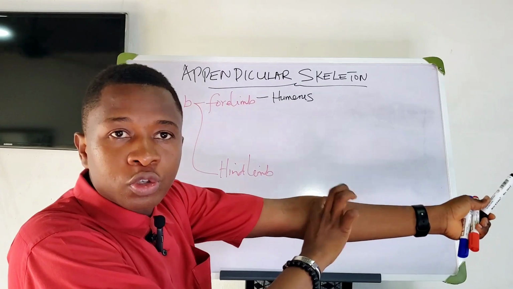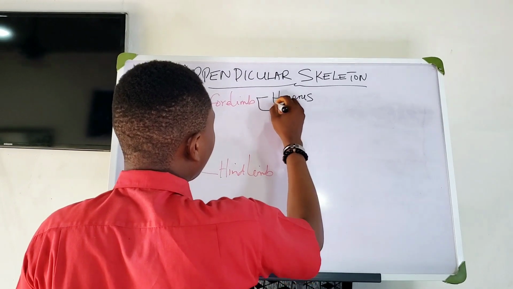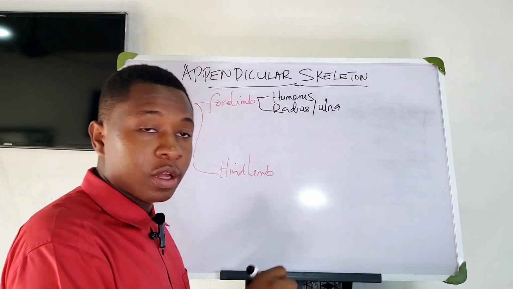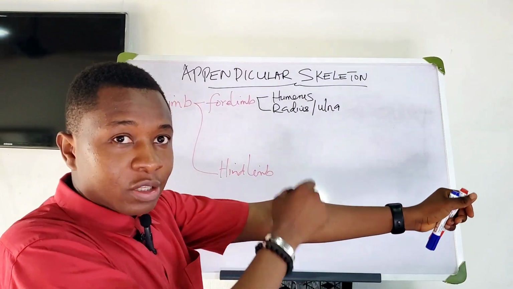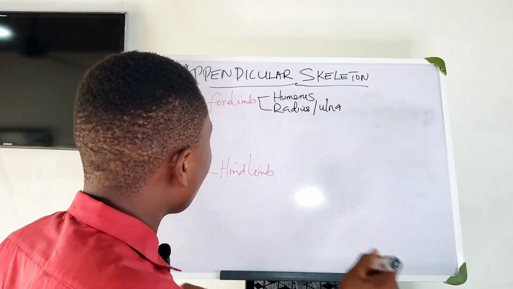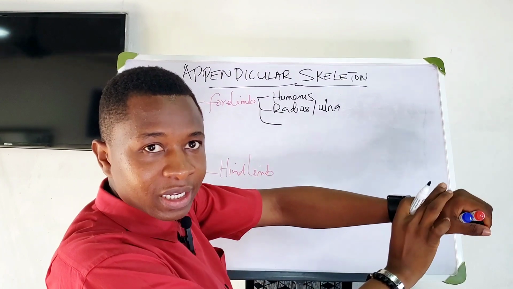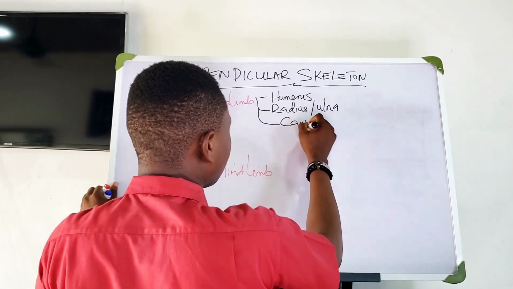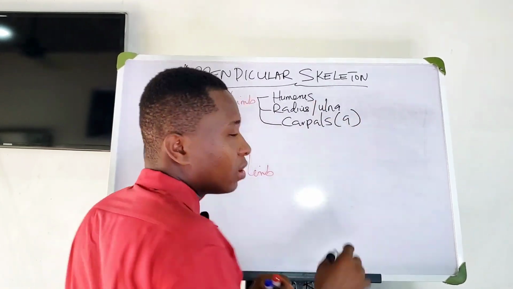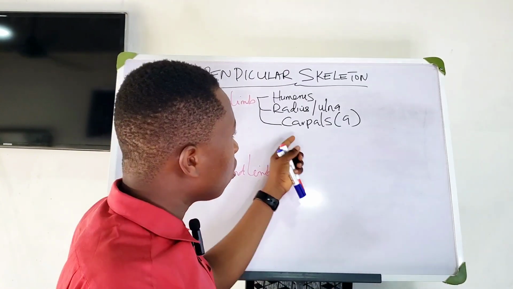That's the first bone that articulates from the glenoid cavity in the scapula. After this bone, you have two bones that are in close association here. They are called the radius and ulna. The radius and ulna are the two bones in association immediately after the humerus. After that you have the bones at the wrist, and they are referred to as carpals. They are about 9 in number, small stone-like bones that form the wrist.